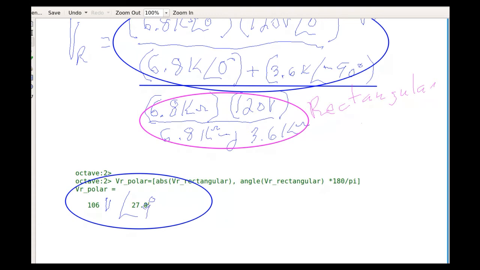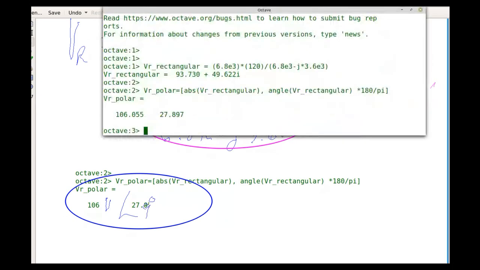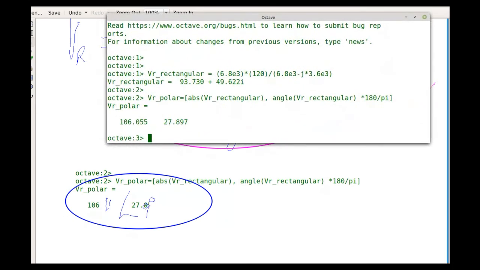And where's my Octave window? There it is. All right, so here is how I calculated that. So I took the VR rectangular. Now notice here I put 6.8 e to the 3 because it was 6.8k, right? So this e to the 3 means 1,000, 10 to the 3. And so I had to do that everywhere.